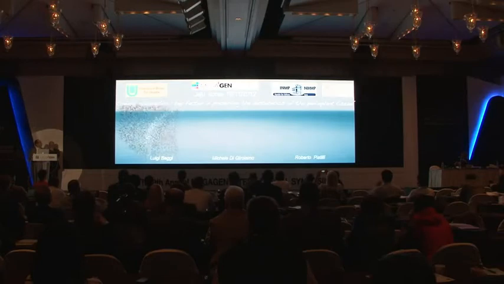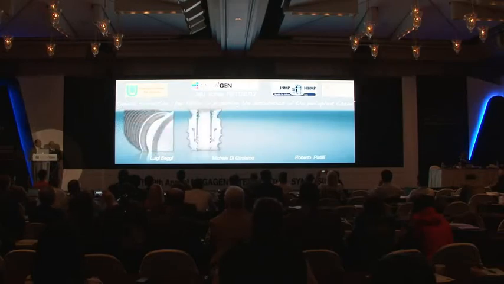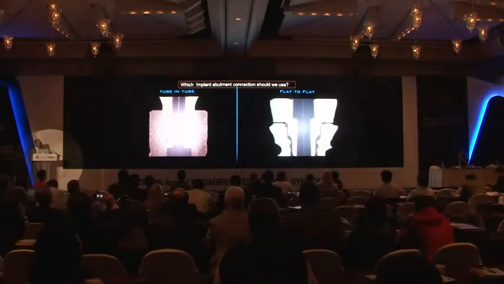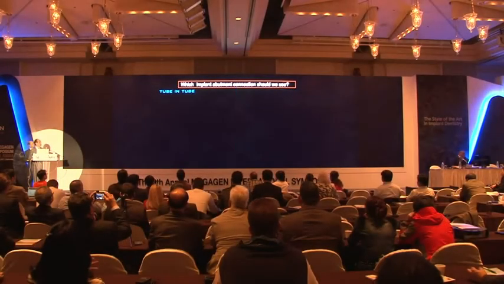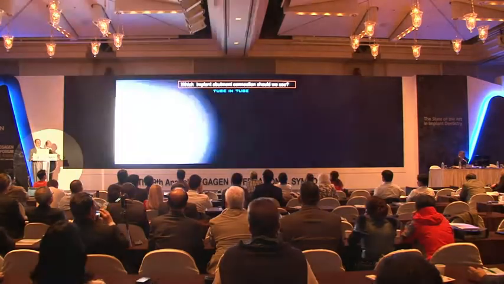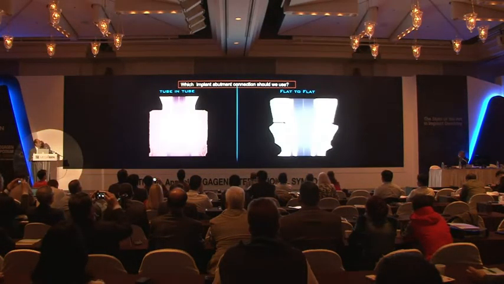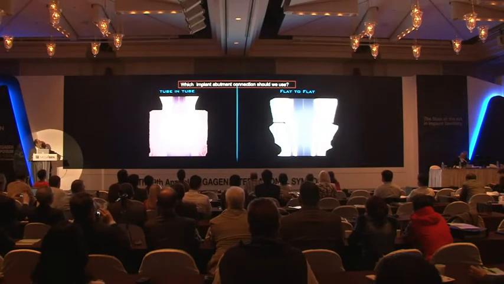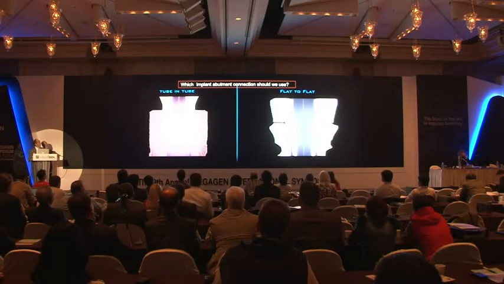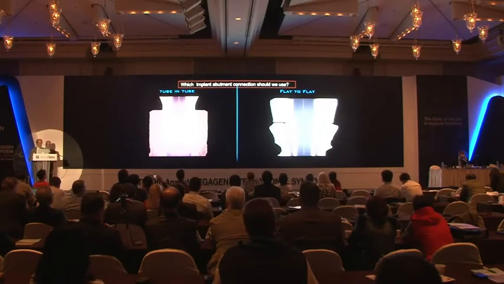I would like to start today's conference by asking ourselves which implant connection should we use in order to preserve aesthetics of the peri-implant tissue. We have 2 types of connection. One on the left is a vertical connection that we call tube-in-tube. One on the right is a horizontal connection that we call flat-to-flat connection.